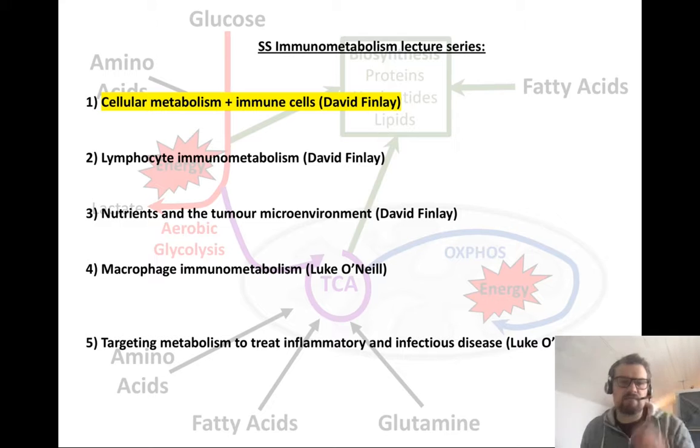it is used in different immune cell subsets. In my second lecture, we're going to focus on lymphocyte immunometabolism, and then in my third lecture, we're going to start thinking about the implications that this has for lymphocytes and immune cells working in immune microenvironments such as the tumor microenvironment and inflammatory microenvironments.